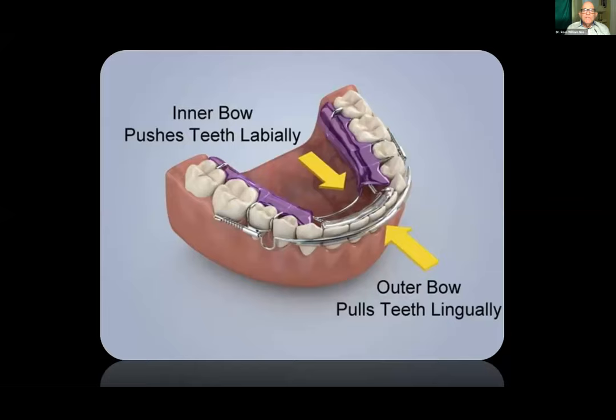You see here, it has a lingual bar that pushes, it's spring activated, pushes against the lingual, and then it's got a facial bow that pulls against the facial. So it basically squeezes the teeth together, and you have to do some IPR, interproximal reduction. The thing about it is that's one device.